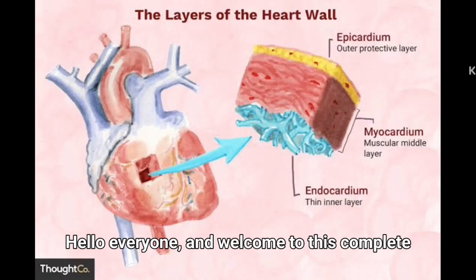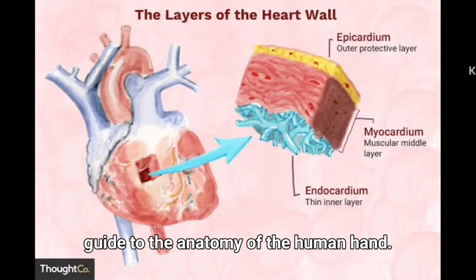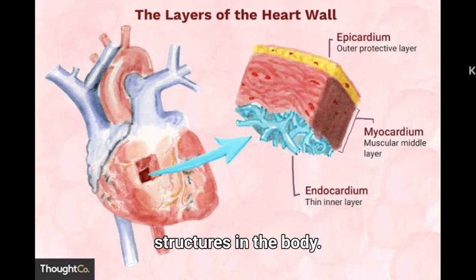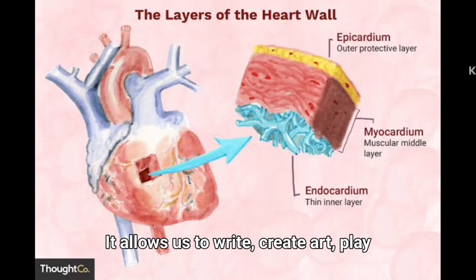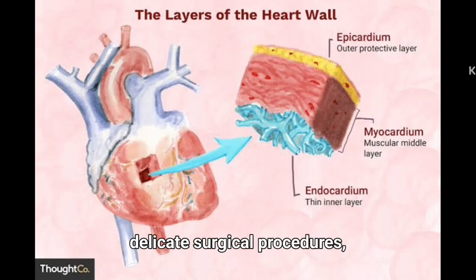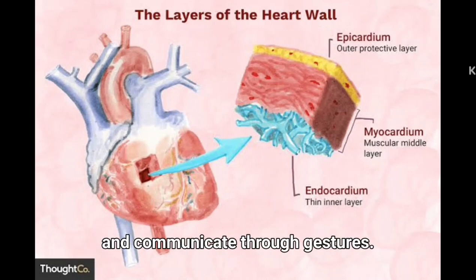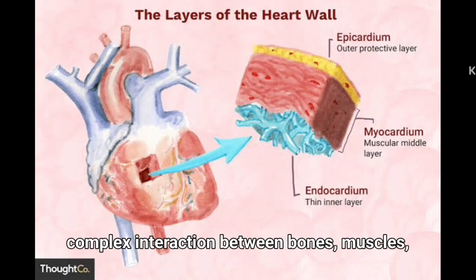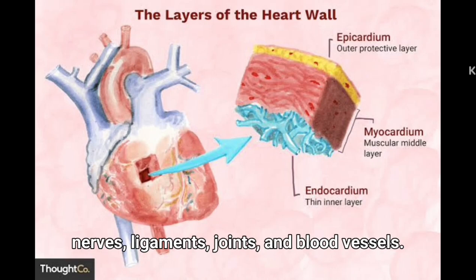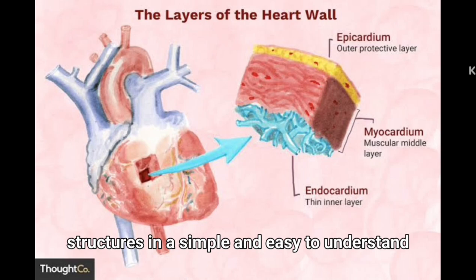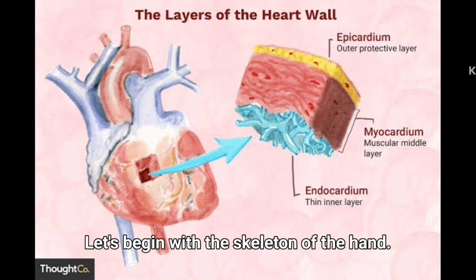Hello everyone, and welcome to this complete guide to the anatomy of the human hand. The human hand is one of the most remarkable structures in the body. It allows us to write, create art, play musical instruments, lift heavy objects, type on keyboards, perform delicate surgical procedures, and communicate through gestures. Every movement of the hand depends on a complex interaction between bones, muscles, tendons, nerves, ligaments, joints, and blood vessels. In this video, we will explore each of these structures in a simple and easy to understand way. Let's begin with the skeleton of the hand.